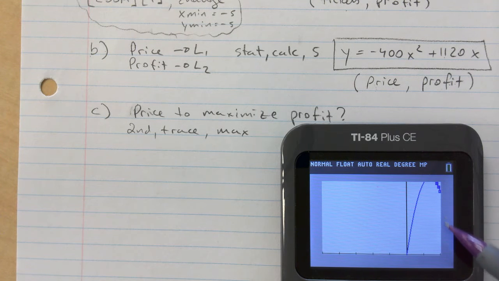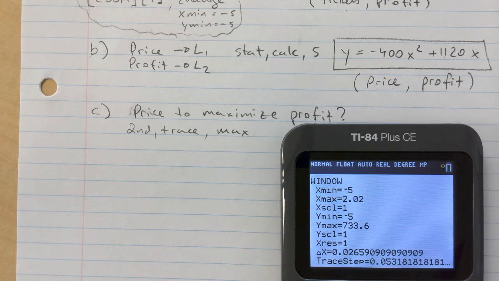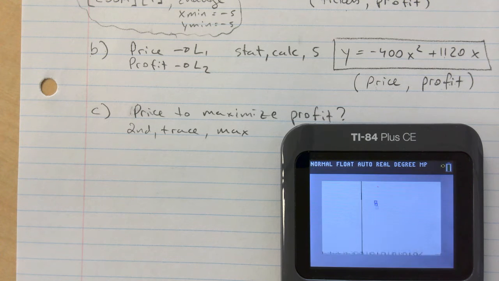So we almost see the graph here, but we need to increase y max and x max. So x max, I'm going to go 10. Y max, I am going to go maybe 1,000. And there's your parabola. Let's go ahead and find the vertex.